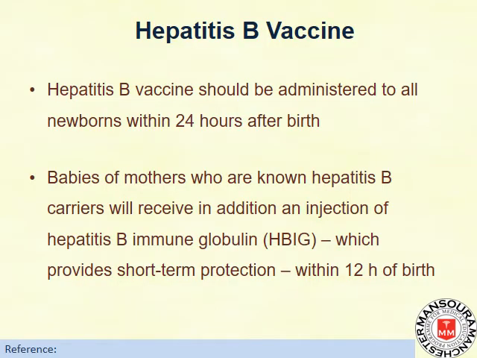Hepatitis B vaccine should be administered to all newborns within the first 24 hours after birth, and this is endorsed by the National Vaccination Program in Egypt. If the mother is hepatitis B carrier, then the baby should receive not only the vaccine, but also the hepatitis B immunoglobulin, and this should occur within 12 hours of birth. And the baby should receive the vaccine in one thigh and the immunoglobulin on the other thigh.